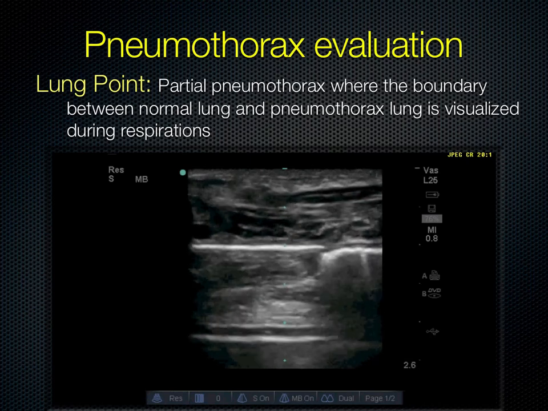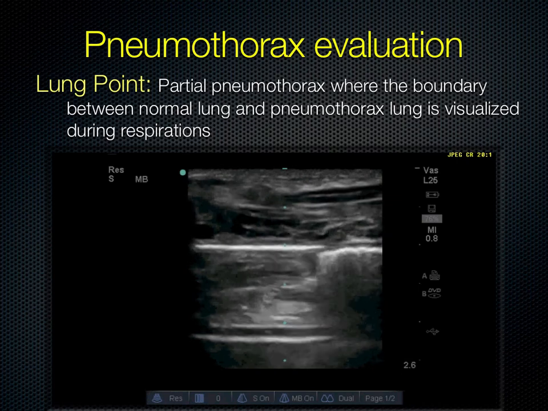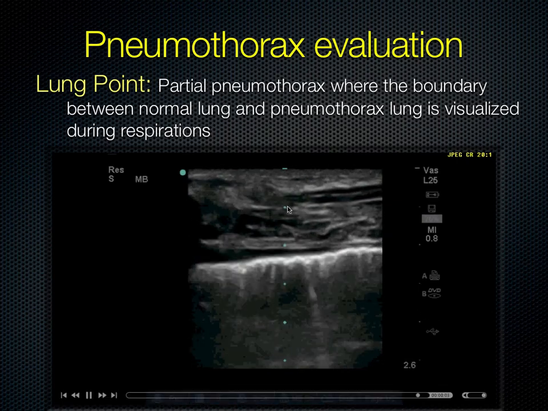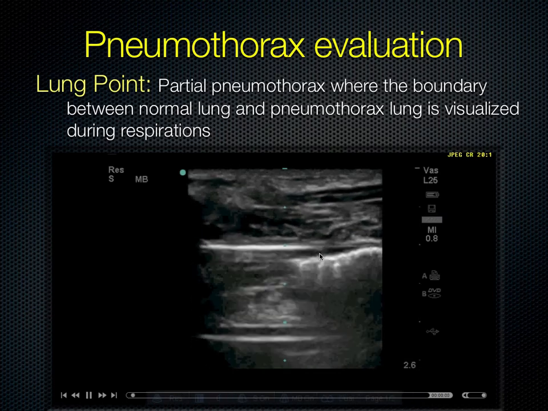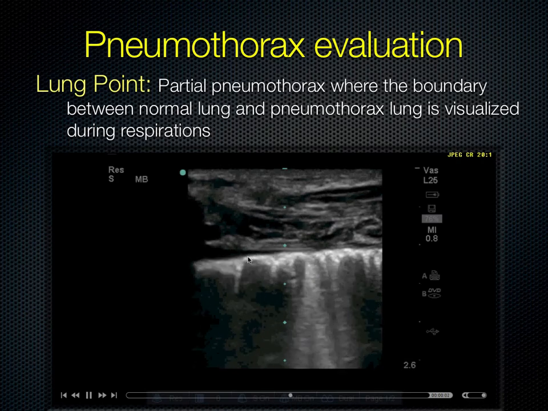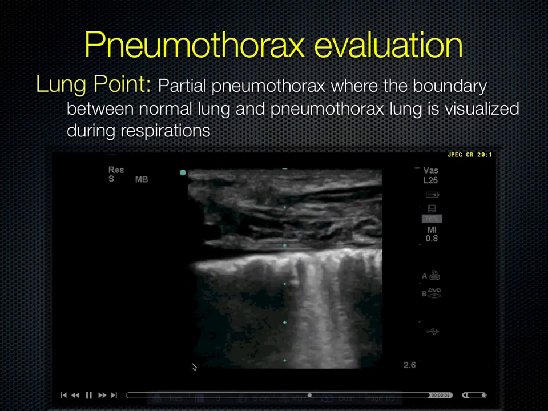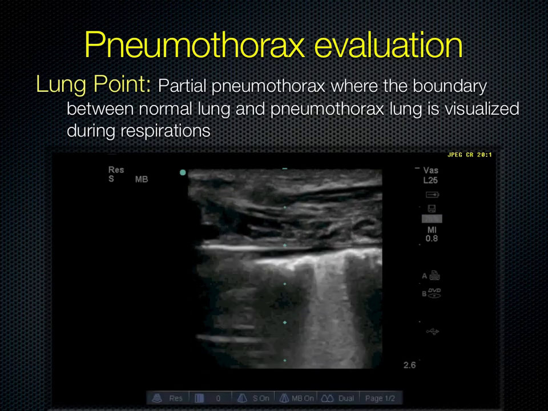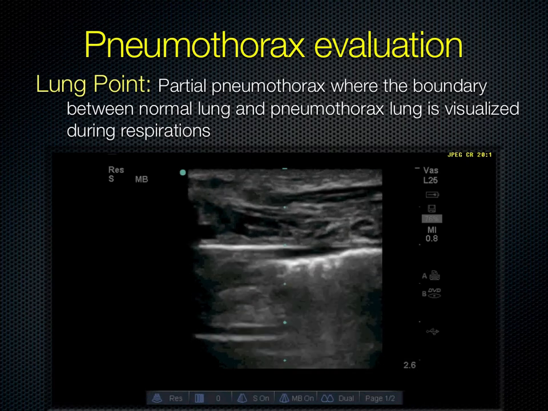So the lung point is where the lung falls away from the chest wall. If you can capture that exact point, during respirations what you'll see is times when the lung slides into the picture where it is attached, and times when the lung is moving back and forth where you can see that it's dropped away and you lose the sliding and you lose the B lines and you get A lines. So really this is the boundary between normal lung and pneumothorax visualized in the same frame.